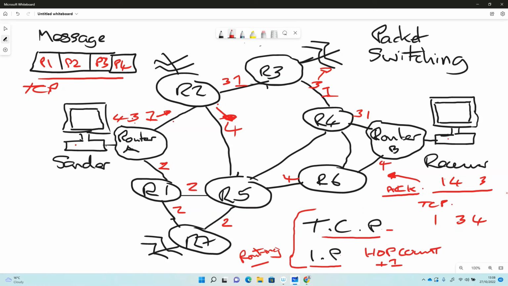So the clever thing about IP routing is that we don't need to know where every single node is on the network, and there could be thousands. We don't need to know where all those nodes are. We just need to know what's connected directly to our router. So if R1 is connected to R5 and R7 and router A, then that's all that R1 needs to know. It doesn't need to know the rest of the network, which is why these protocols are so clever.